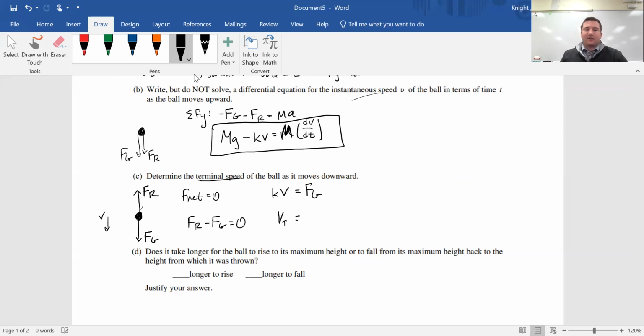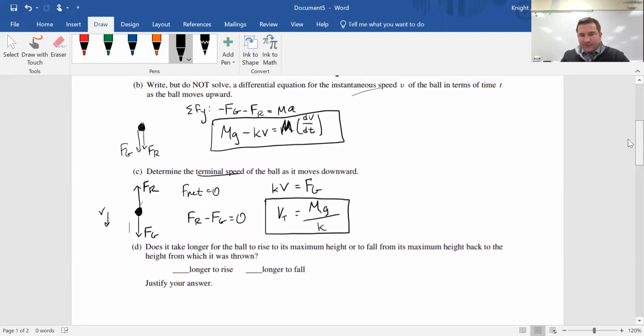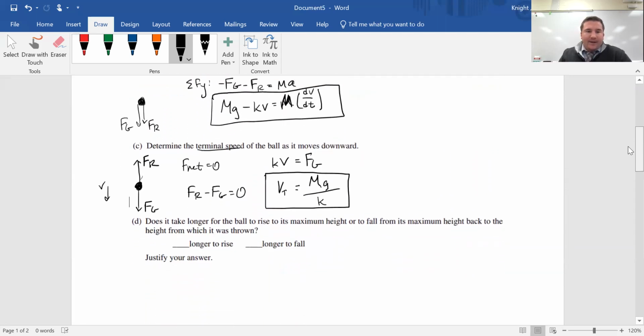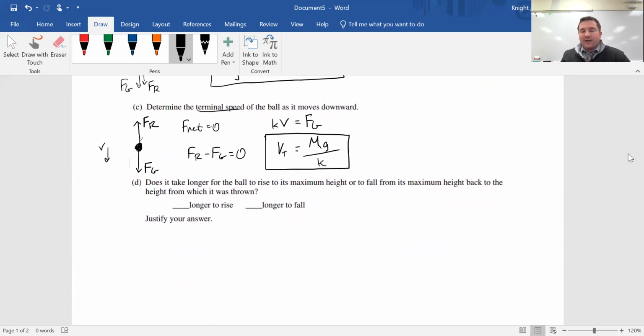This terminal velocity is going to be equal to m times g divided by k. There is our terminal velocity, mg divided by k. Does it take longer for the ball to rise to its maximum height or fall from its maximum height back to the height from which it was thrown?